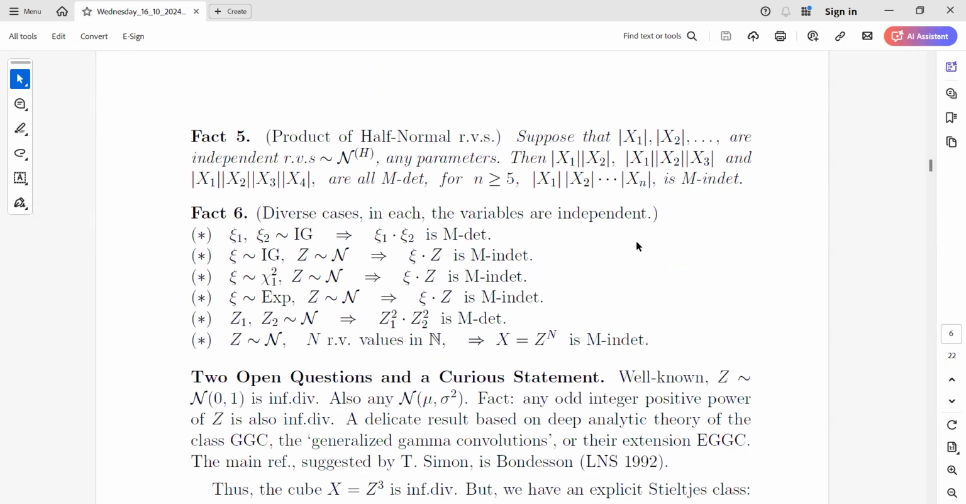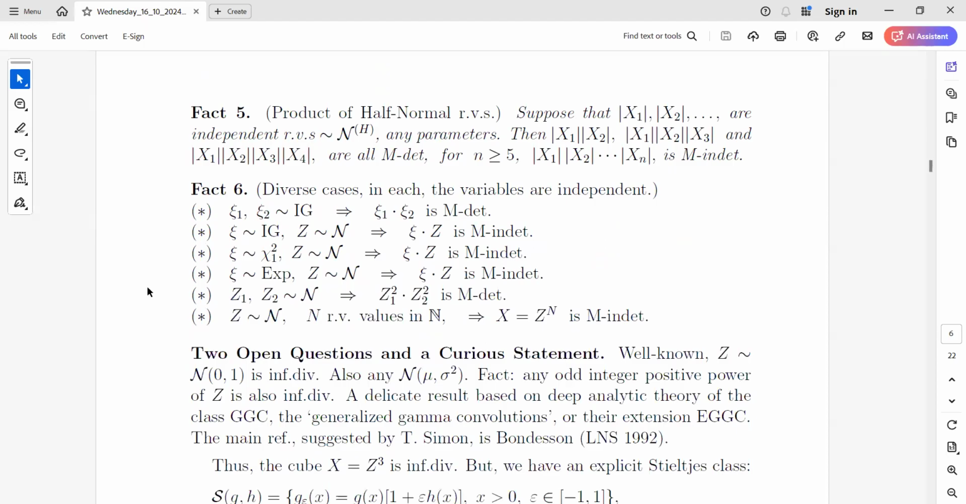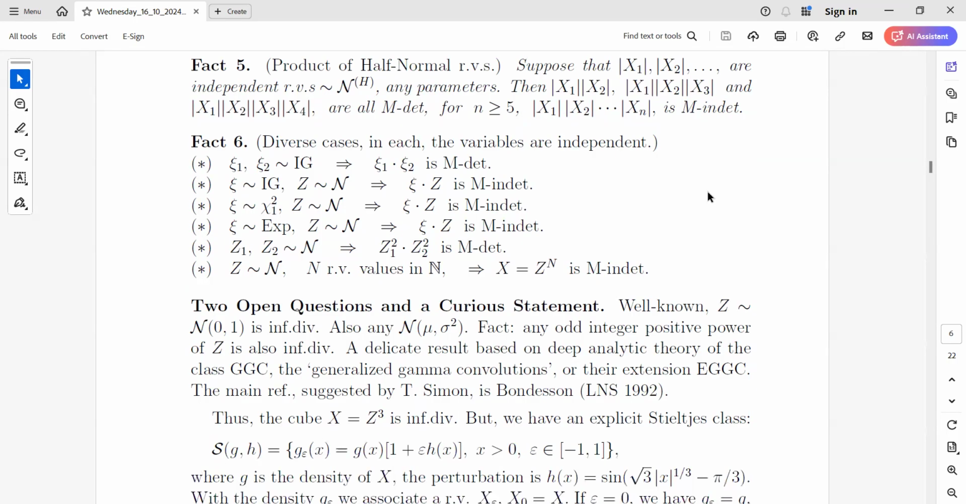And then we have a similar fact, already fact number 5, for half normal. When talking about products of half normals, everything is unique for 2, for 3, for 4, but starting from 5, so this is the first n equal 5, we have already non-unique, and any larger number.